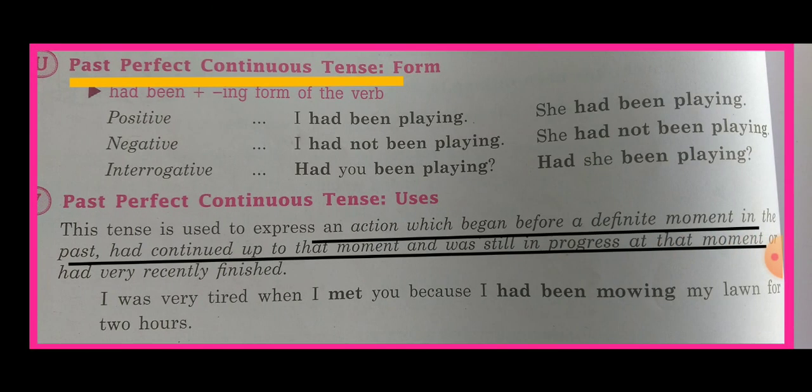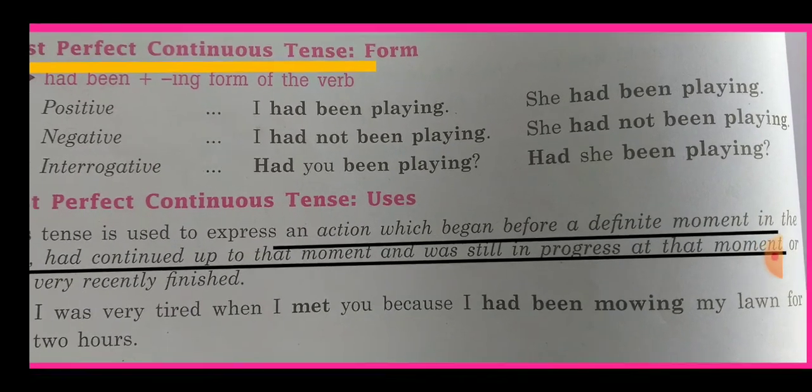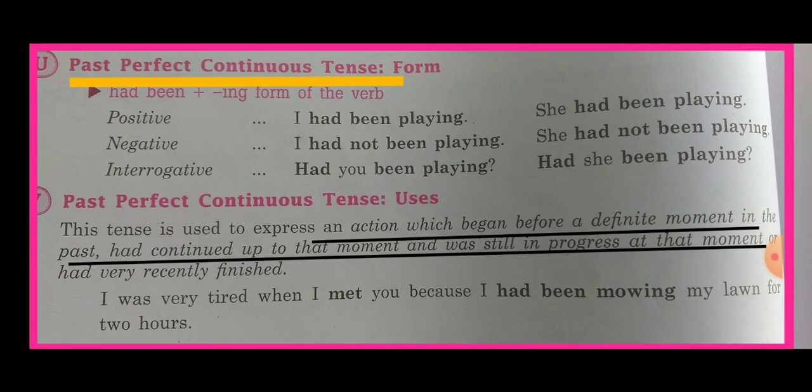Now, past perfect continuous tense is just opposite to the present perfect continuous. The action is continuing, but both the actions were happening in the past. Like, an action which began before a definite moment in the past had continued up to that moment and was still in progress at that moment or had very recently finished. Means both the actions are presented in the past.